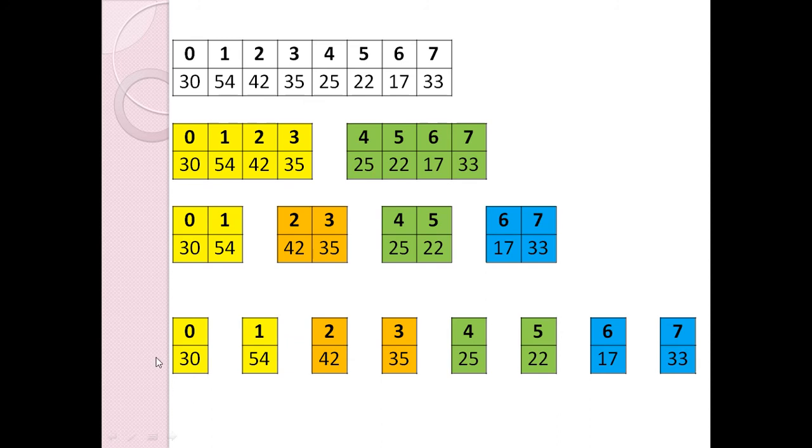So this list is 0 to 0, only one element, it is sorted. This list is also sorted, this list also sorted, this list also sorted. So we can merge the sorted lists to find a bigger sorted list, that we will see in the merging process. So here is the dividing process. So the problem is divided into eight problems.